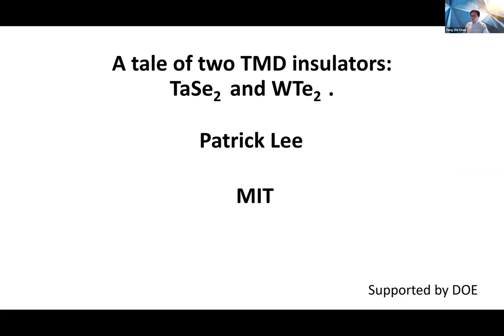Patrick actually needs no introduction. He's a well-known condensed matter theorist for his groundbreaking works on various topics, such as mesoscopic physics, disordered systems, quantum spin liquid, fractional quantum Hall, and high temperature superconductivity. He was awarded the 1991 Oliver Buckley Prize and the 2005 Dirac Medal of ICTP for his contributions on weak localization, universal conductance fluctuation, and interacting many-body systems. Today, he's going to tell us about a tale of two transition metal dichalcogenides, tantalum diselenide and tungsten ditelluride. Please take it away, Patrick.